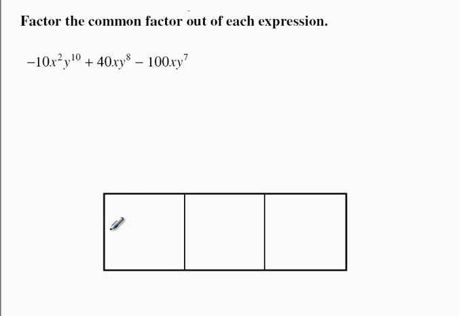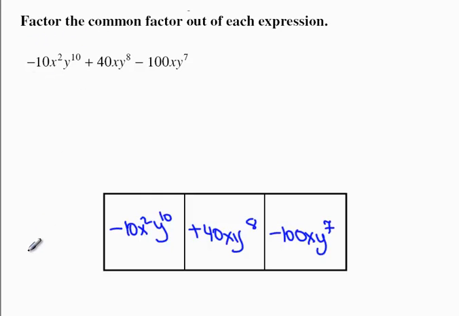Okay, so this is going to be our last example for the GCF factoring. I have three terms. I'm going to place each one in a separate box. And the first thing I'm going to do is look for the GCF, the greatest common factor. My leading term here is negative, so I'm going to take out a negative number. What do 10, 40, and 100 have in common? What's the greatest common factor? It's going to be 10.